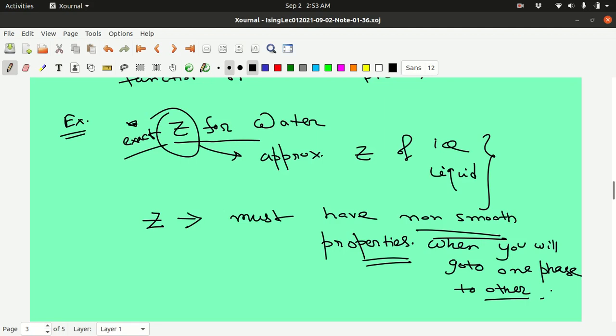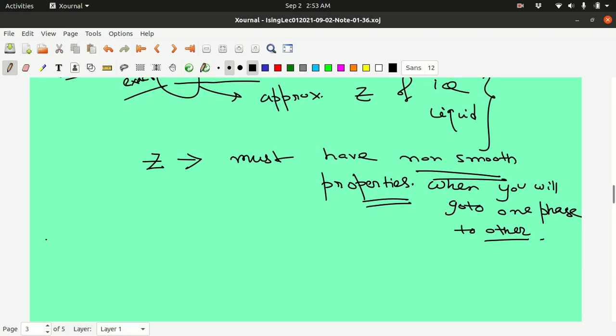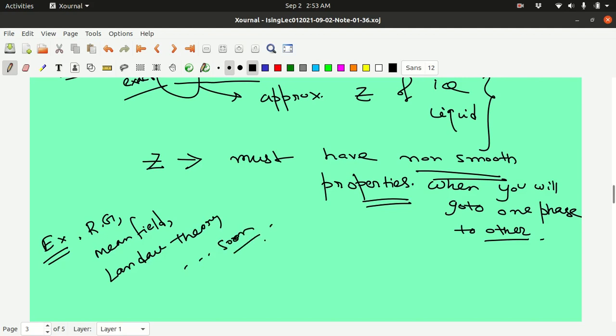There are several examples of this approach, which are renormalization group theory, mean field theory, then Landau theory, and so on. So these are the two approaches to describe phase transition and the related phenomena, and these are basically the definitions of phase and phase transition. Now I will go to the definition of first order and second order phase transition, and also describe the thermodynamic limit.